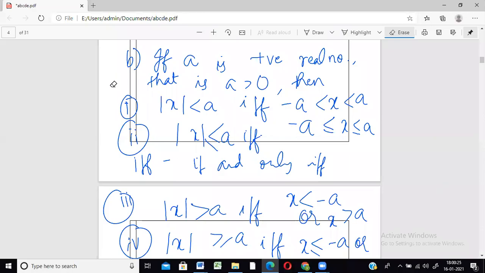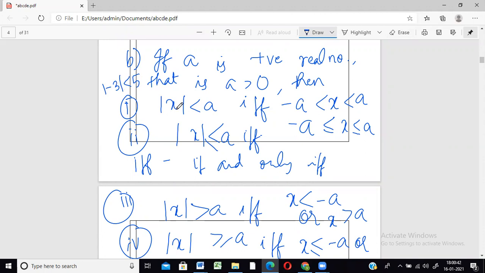I'll just give you an example of this. Suppose you have mod of -3 which is less than 5. So this is less than 5 because when the mod is removed it is either 3 or else it is -3, so that is anyway going to be less than 5, correct? And this is the explanation for the first one.